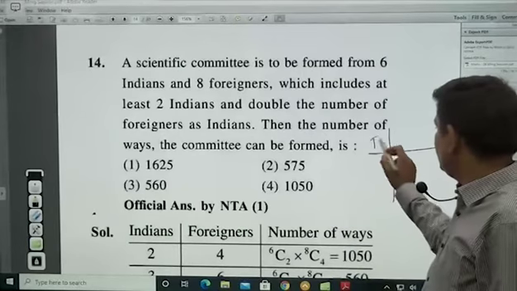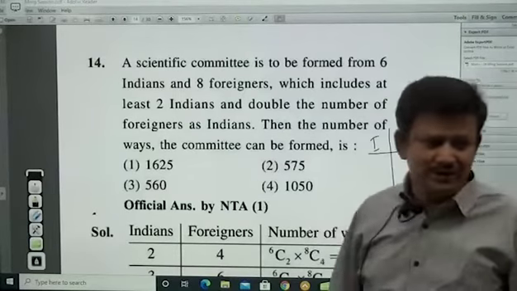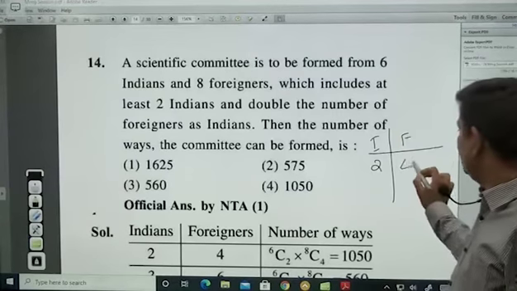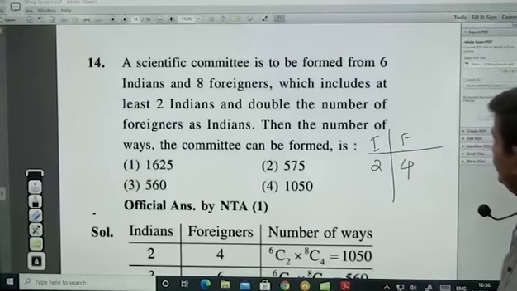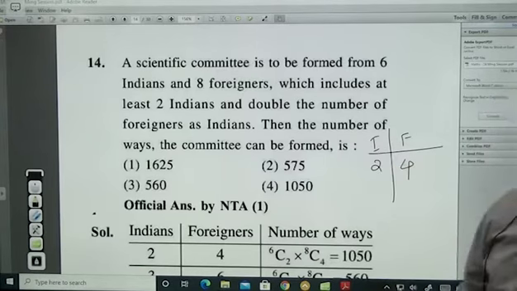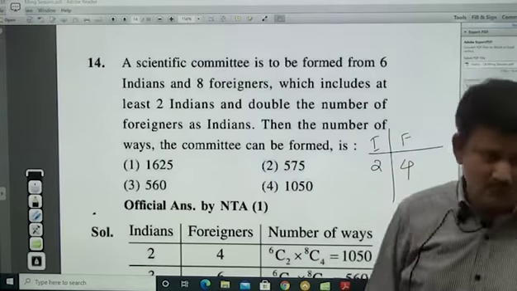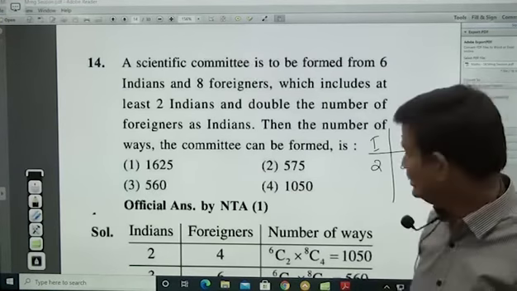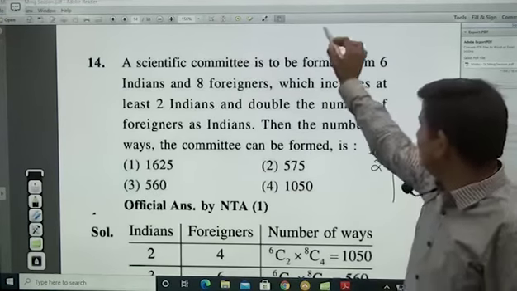So Indians, what all possible things are there? 2 Indians, at least 2 means 2 or 3 or 4 or 5 up to 6. So let's say 2 Indians. How many foreigners should be there? Double that, 4. So how many ways you can take 2 Indians? 6C2. How many ways you can take 4 foreigners? 8C4. So it is 6C2 into 8C4.